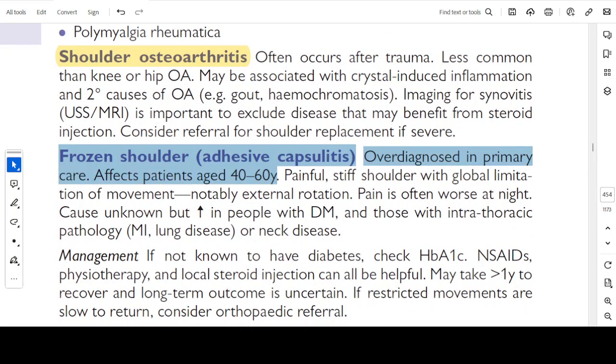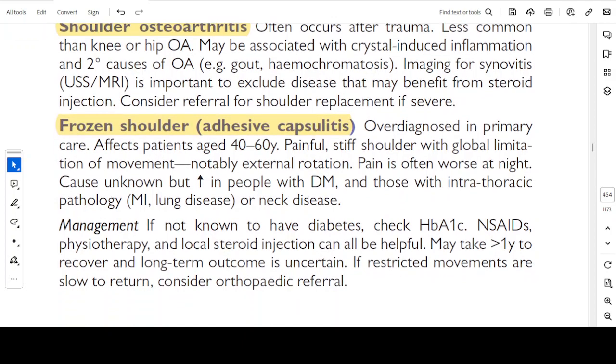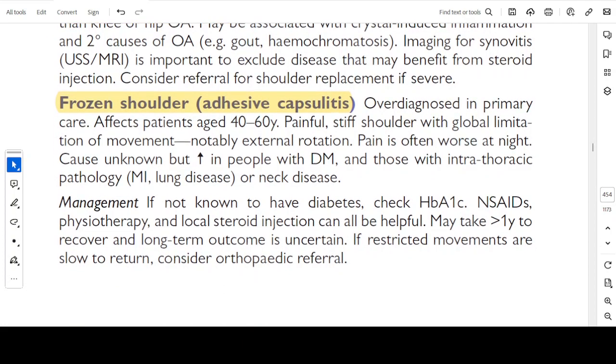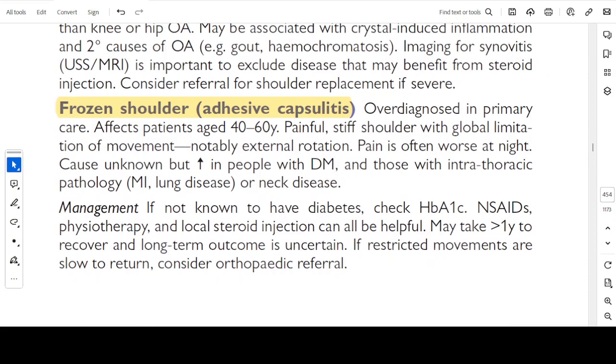Frozen shoulder or adhesive capsulitis. Overdiagnosed in primary care, it affects patients 40 to 60 years old. Painful stiff shoulder with global limitation of movement, notably external rotation. Pain is often worse at night. Causes are unknown, but it is increased in people with diabetes and those with intrathoracic pathology, MI, lung disease or neck disease.